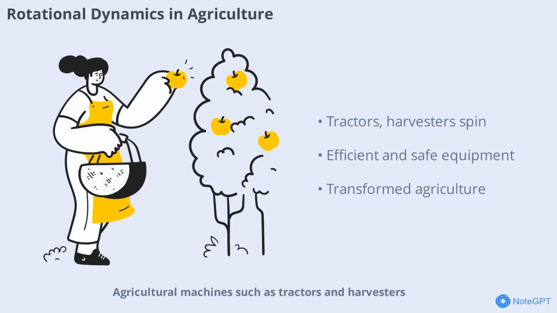Agricultural machines such as tractors and harvesters use rotating blades and wheels to plant, harvest, and process crops. Engineers apply rotational dynamics to design equipment that is efficient, durable, and safe. This technology has transformed agriculture, increasing productivity and reducing manual labor.